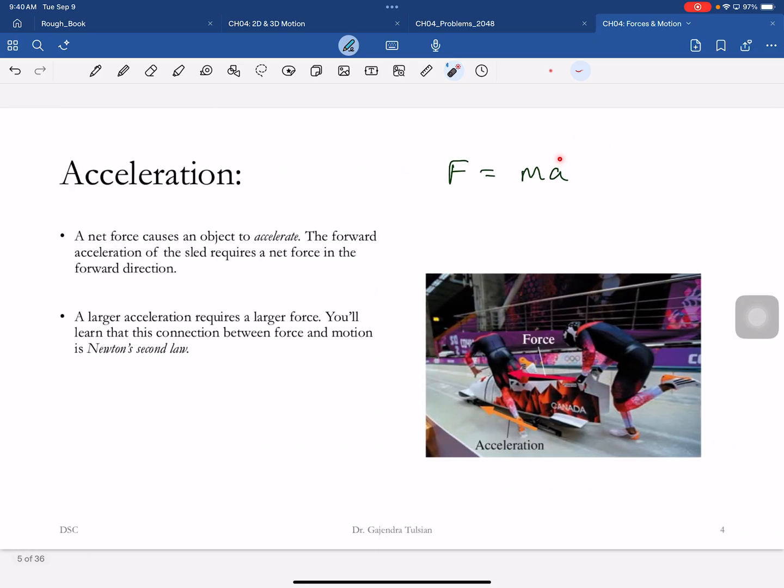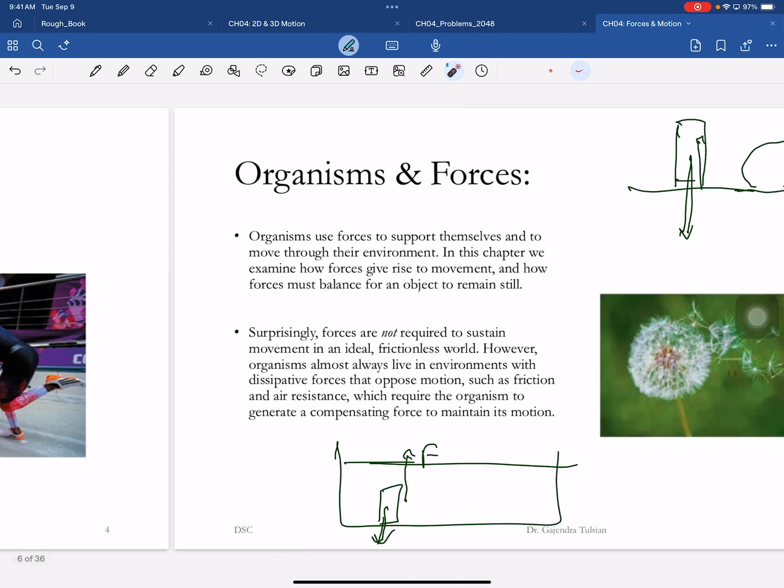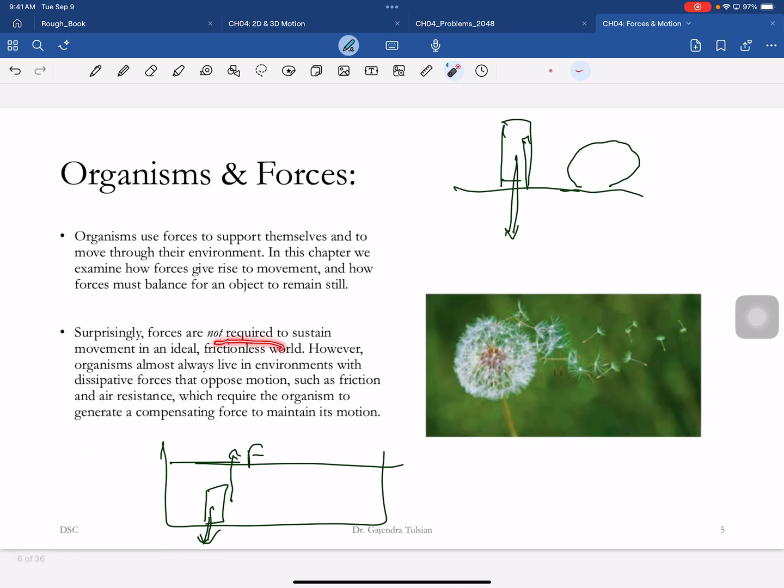Now, do you guys know what acceleration means? When are you accelerating? Technically, what acceleration means is your velocity is changing. So when you stopped and then you start driving, you're accelerating. You're accelerating when your velocity changes. So what this statement is saying is, force is not required to sustain a motion.